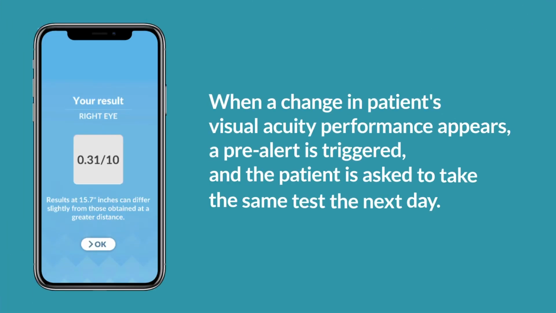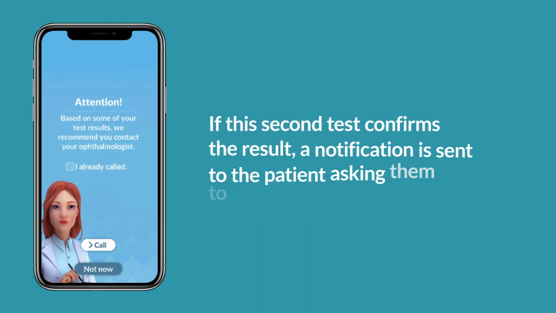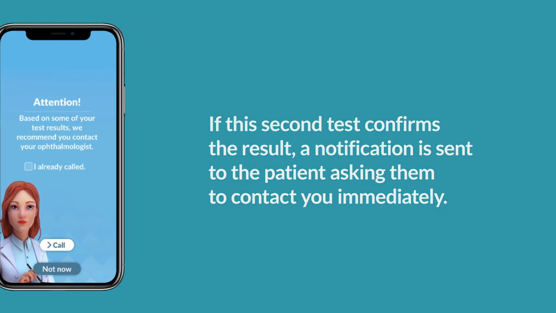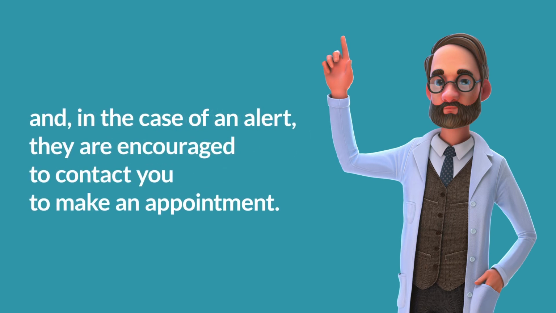When a change in the patient's visual acuity performance appears, a pre-alert is triggered, and the patient is asked to take the same test the next day. If this second test confirms the result, a notification is sent to the patient asking them to contact you immediately. Patients are thus entirely autonomous. They take their scheduled tests, and in case of an alert, they are encouraged to contact you to make an appointment.